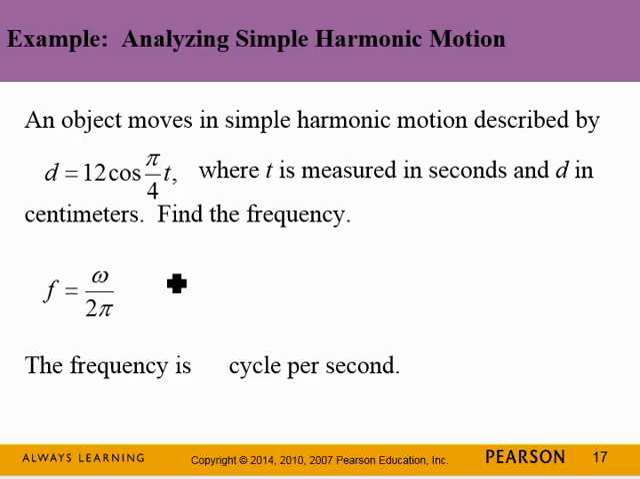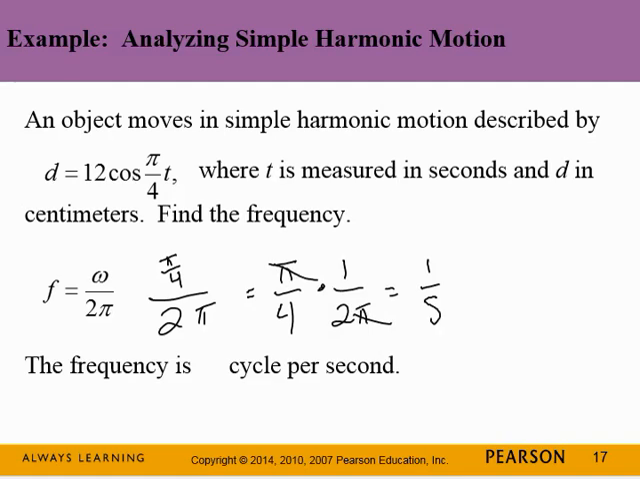So now your frequency is your w divided by 2 pi. This is just rules for dividing fractions. So your pi's will cancel out, and you have 1 over 8. So it's 1/8 cycle per second. So the frequency is 1/8 cycle per second.